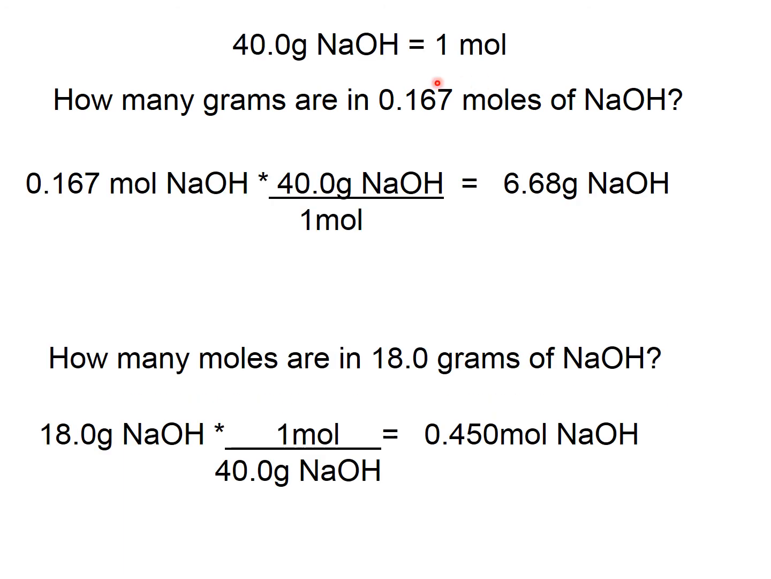So the key to this problem, of course, is finding the molecular weight, or in this case, it's a formula weight. Actually, this is a salt. So the 40 grams per 1 mole of NaOH. Since we're trying to find the grams in the first question, grams will go on top, moles will go on the bottom. Since we're trying to find the moles on the second question, the moles will go on top, the grams will go on the bottom. And that's it. So that's the end of chapter 3.3.